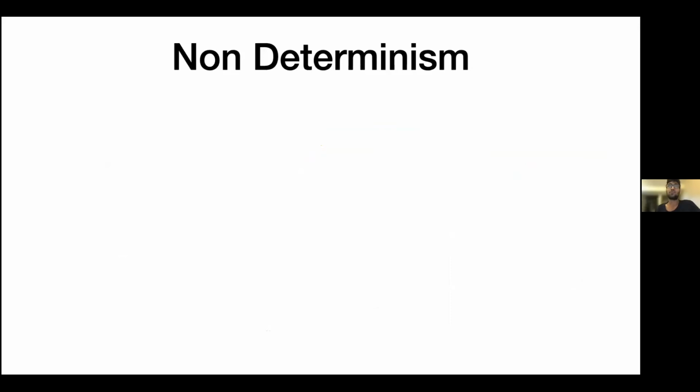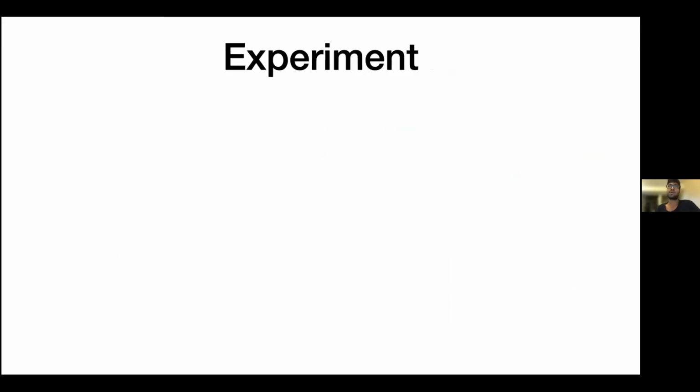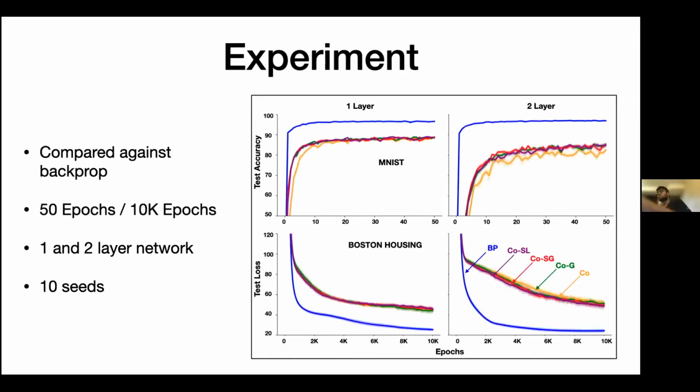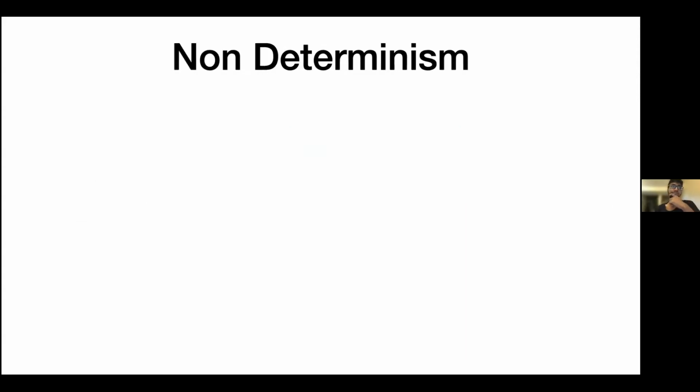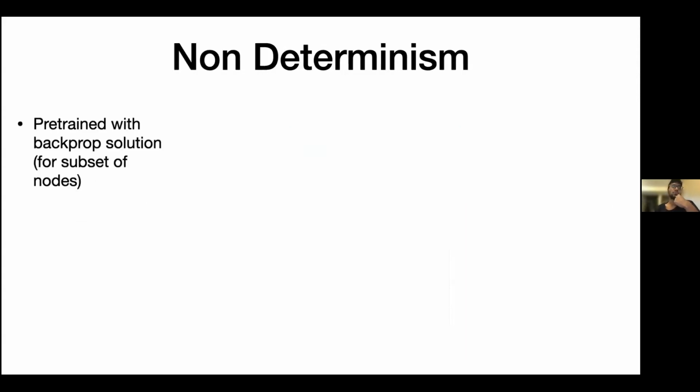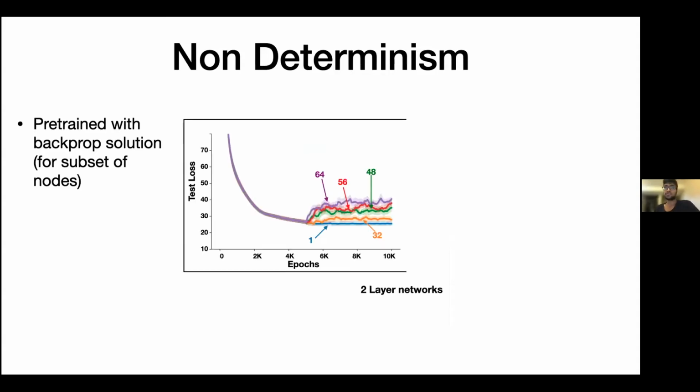Yeah. So moving on to the problem of non-determinism, why is this gap there between Backprop and coagents? To figure it out, we first see what happens if we pre-train the coagent solution with Backprop and then switch to a coagent learning algorithm. This is tried on two-layer networks. In this case, we train the network with Backprop up to 5K epochs, and then from there on, we switch to a coagent learning algorithm.